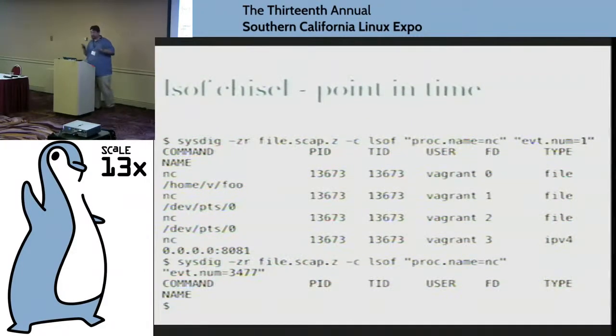We want to look at event time equal num. All the events in our trace file are numbered. So the first event, LSOF at that time, if we're filtering for NC, it says, hey, this is what exists, and this is what it has at that point in time. If we don't use the event number, again, it's at the end of the capture, and for this particular capture, by the time the capture ends at event number 3477, NC has died. So we're not only recording the events that are happening in the system, we can reference them by point in time to see changes.